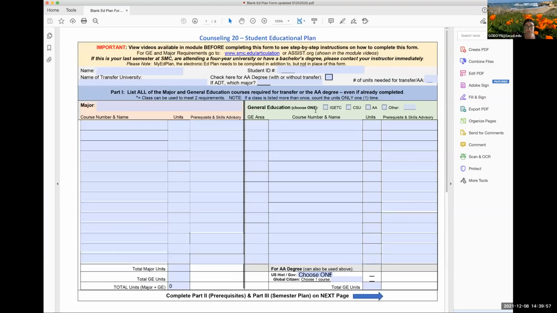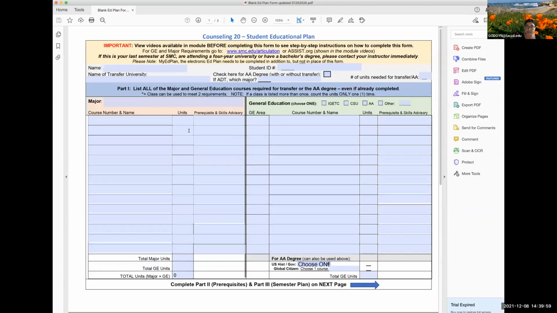Once you download it to your device and you pull it up, it's going to look like this, and you're going to be able to fill it in. The first thing I want you to do is put your name. Okay. So I'll give you all a second to pull that up, and then we're going to get started learning how to fill this out.